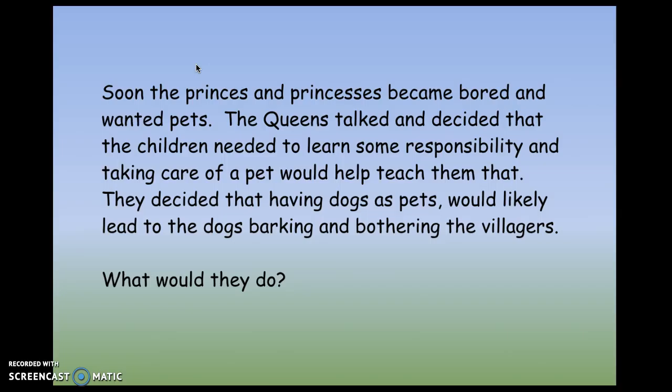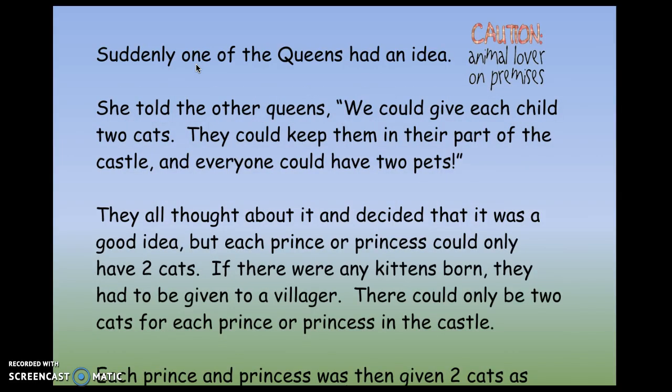Soon, the princes and princesses became bored and wanted pets. The queens talked and decided that the children needed to learn some responsibility, and taking care of a pet would help teach them that. They decided that having dogs as pets would likely lead to the dogs barking and bothering the villagers. What would they do? Suddenly, one of the queens had an idea. She told the other queens, "We could give each child 2 cats. They could keep them in their part of the castle, and everyone could have 2 pets."